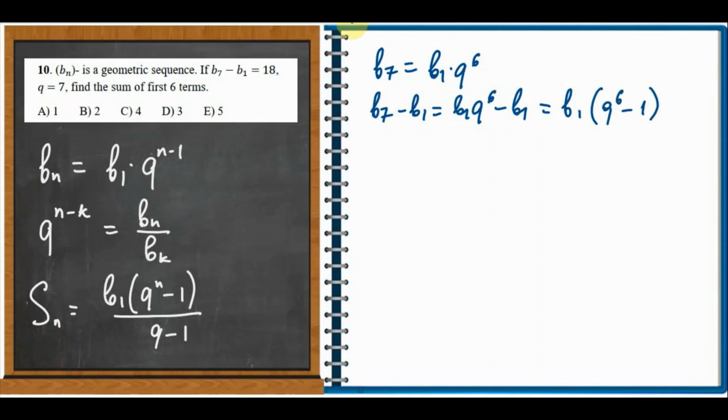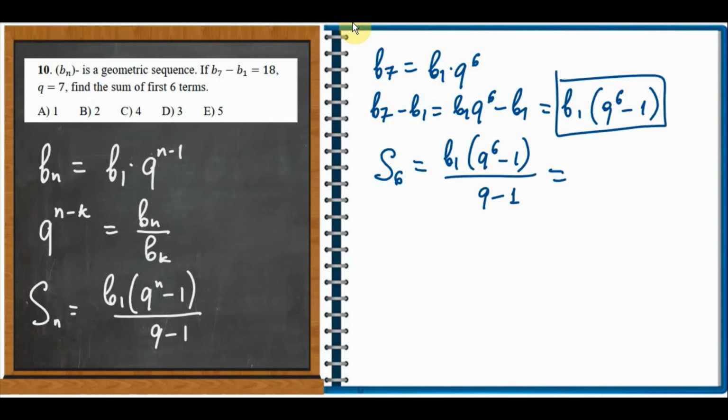Now, actually, let's stop here and write the formula of S6 because we must find the sum of the first 6 terms. That's going to be B1 times q to the power of 6 minus 1 over q minus 1. Now, you see, we know this expression. The value of this expression is the same as B7 minus B1, okay? So that's 18. We will write 18 over q minus 1.